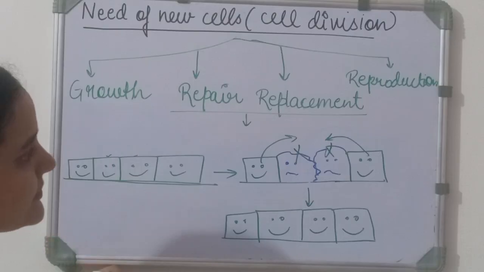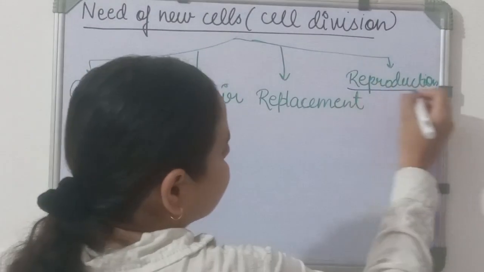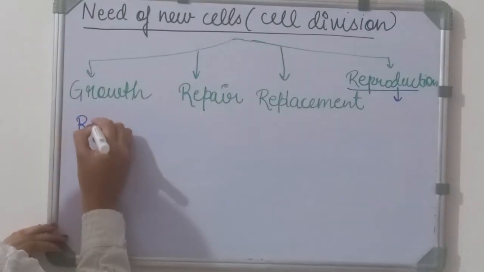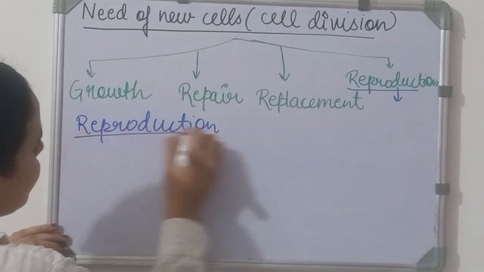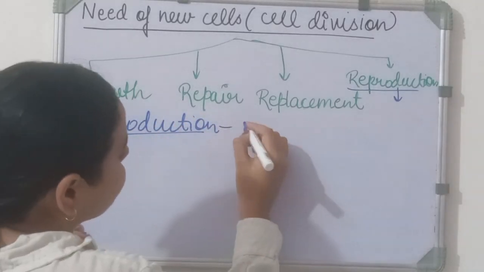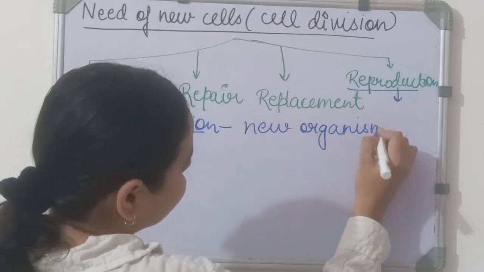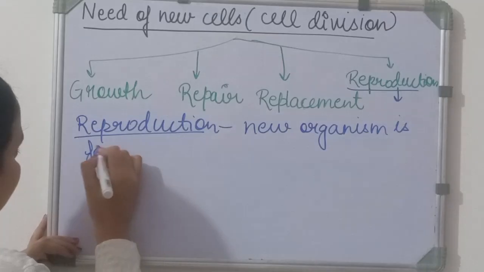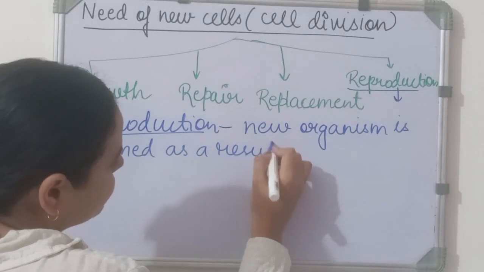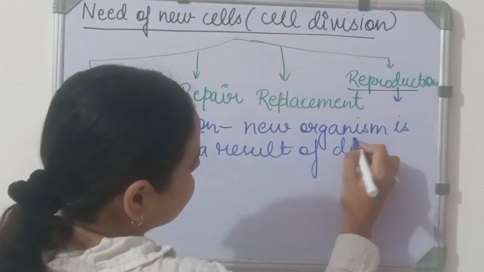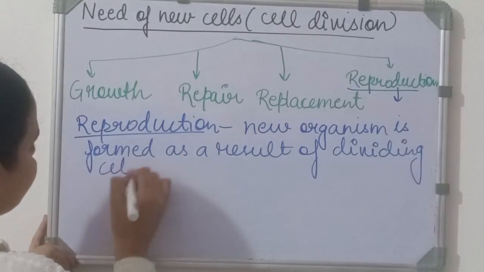Okay, now let's study the last heading, which is reproduction. In reproduction, a new organism is formed as a result of dividing cells. Cells divide and they form a new organism.